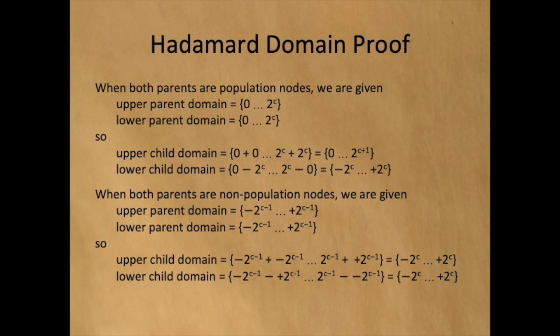Proof that Hadamard domains have these ranges is straightforward. Base cases for columns 0 and 1 are given in the table above. The inductive step has 4 cases.